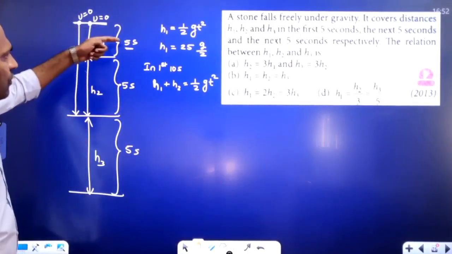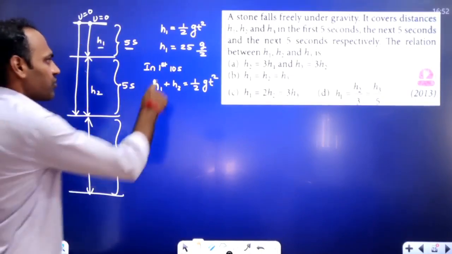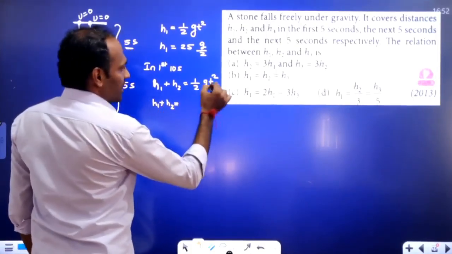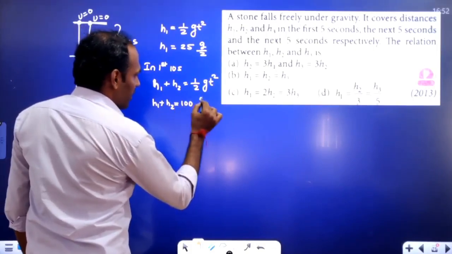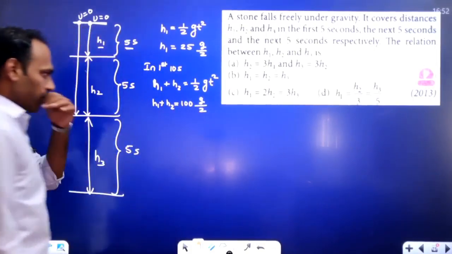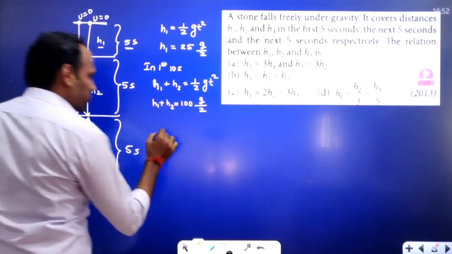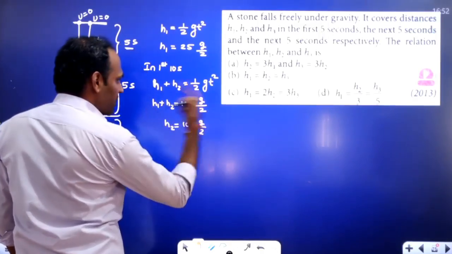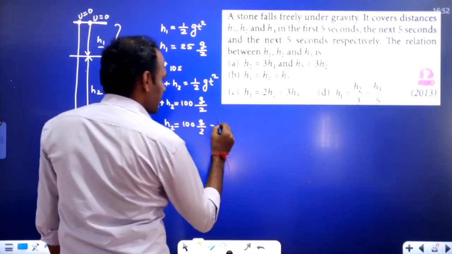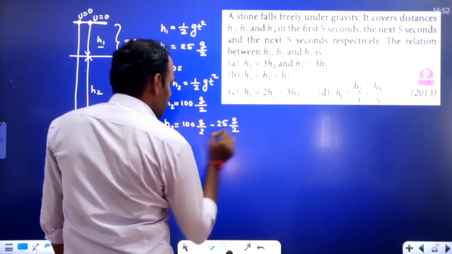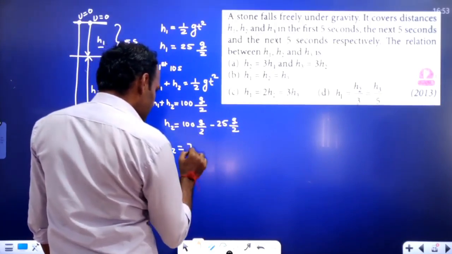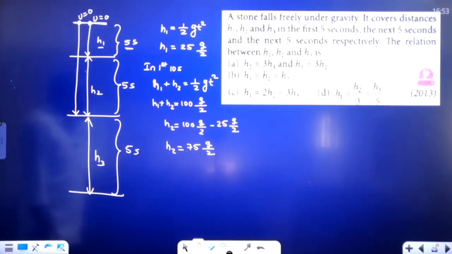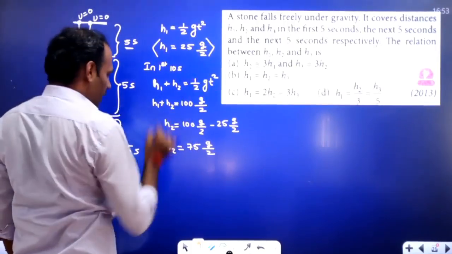How much is the total time taken? 5 seconds plus 5 seconds, 10 seconds, right? That is what we have written here. So h1 plus h2 will be equal to, see, t square, that is 10 square, 100 g by 2. Correct? Okay, if I want h2, h2 is equal to 100 g by 2 minus h1. This h1 ಆ ಕಡೆ ಬಂದ್ರೆ ಮೈನಸ್ ಆಯ್ತು. h1 ದ ವ್ಯಾಲ್ಯೂ ಎಷ್ಟಿದೆ, minus 25 g by 2. So how much will be h2? h2 will be 75 g by 2. So I got h1, I got h2.